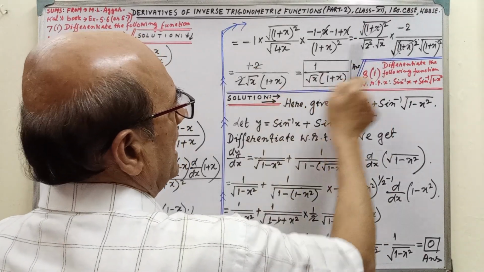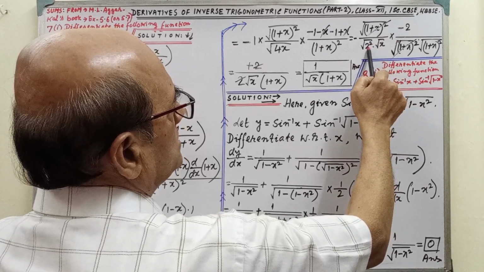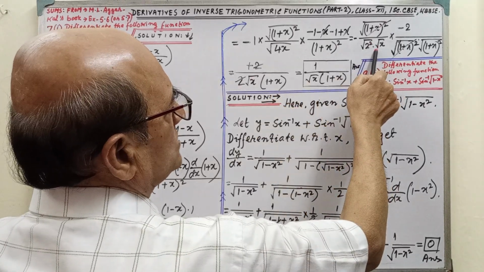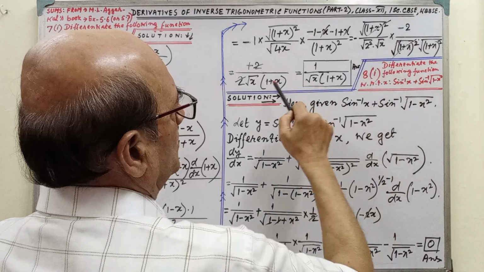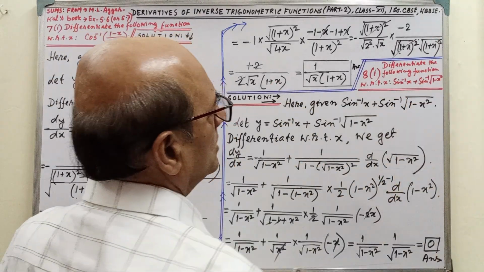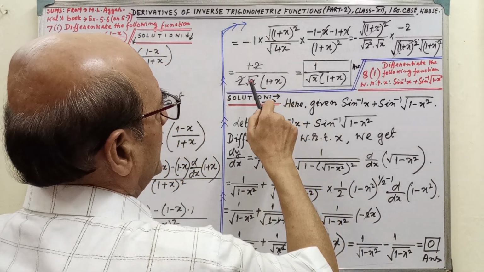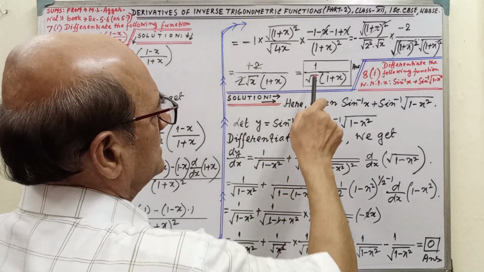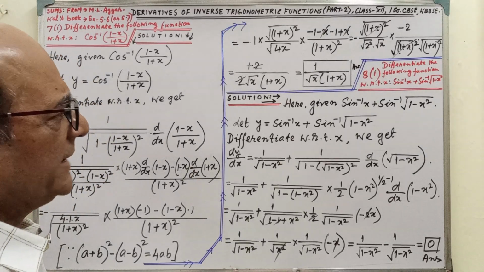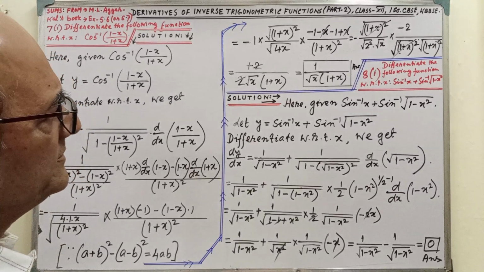Here is minus, it will be plus, and here is 2. This will be 2 square, root and square will be eliminated, that is 2, and it is root x, and this root over (1 plus x) whole square, root and square will be eliminated, then it will be 1 plus x. Then this 2 and 2 will be cancelled, then by simplifying we are getting 1 by root over x into (1 plus x). This is the answer. I think it is clear.